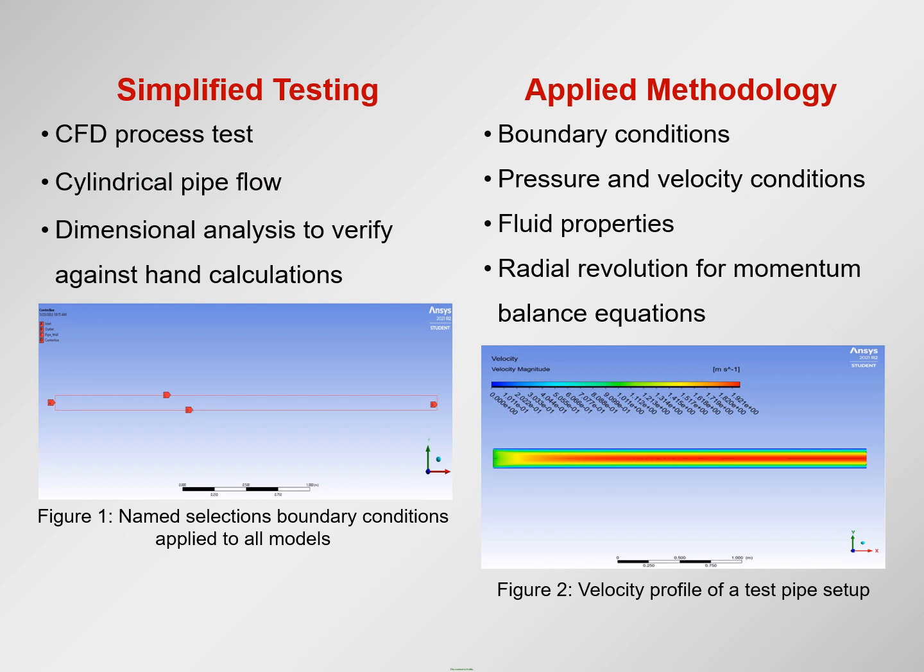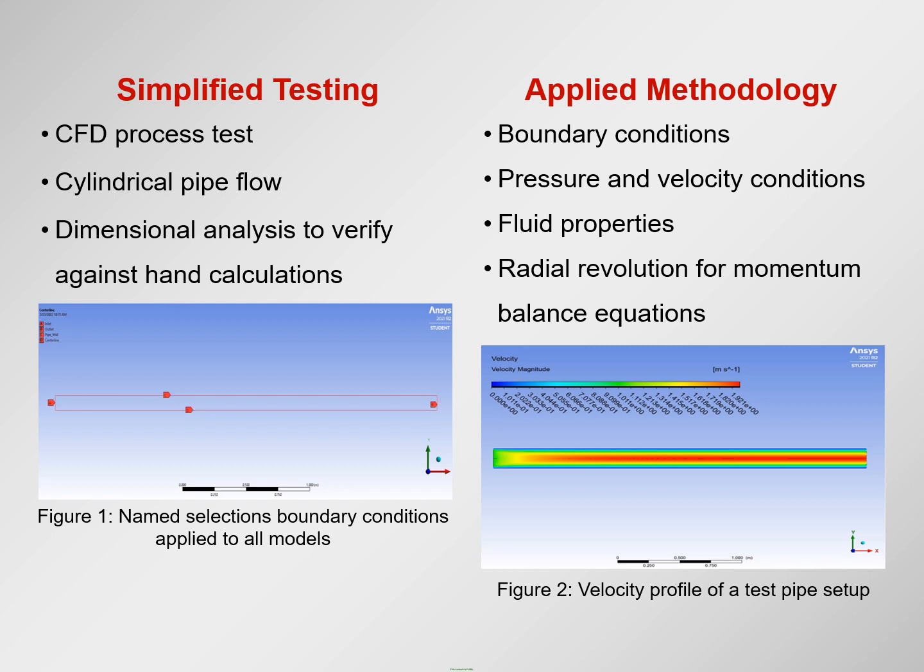To try and troubleshoot problems that we were having with ANSYS, we decided to go about modeling a cylindrical pipe and doing a CFD simulation on that. We also did a dimensional analysis to verify against hand calculations that we did. In Figure 1, you can see the named selections and boundary conditions which were applied to this model.